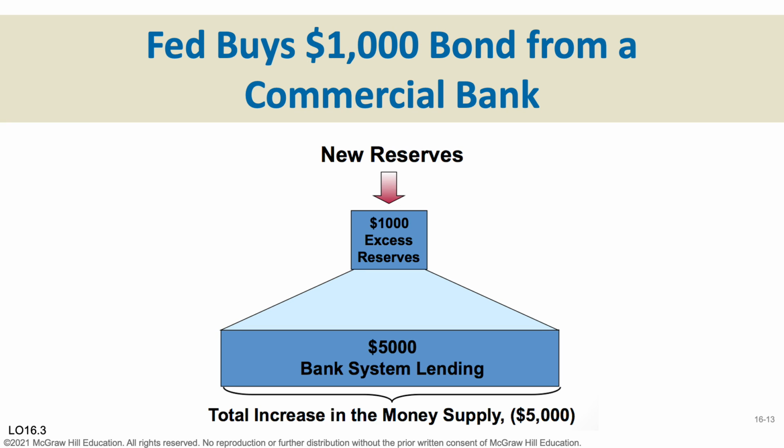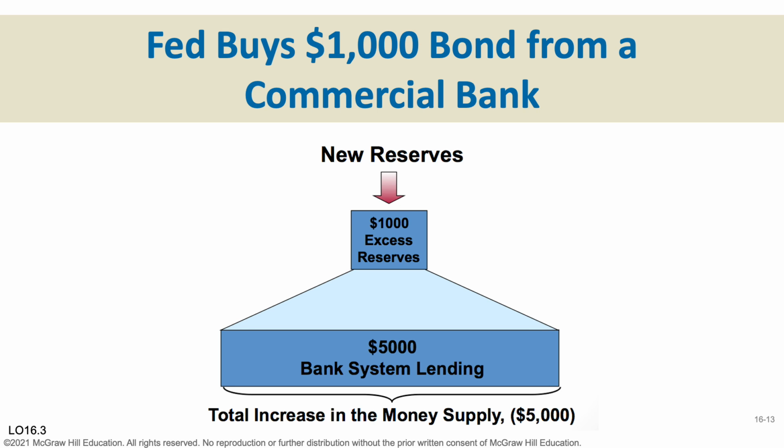So this is a graphic showing a more specific example of the Fed buying a bond from a commercial bank. So they're buying a $1,000 bond from the commercial bank. So they have to pay for that. The Fed has to pay for it. So they increase the bank's reserve account by $1,000. That $1,000 is all excess reserves because the public's checking account was not affected.